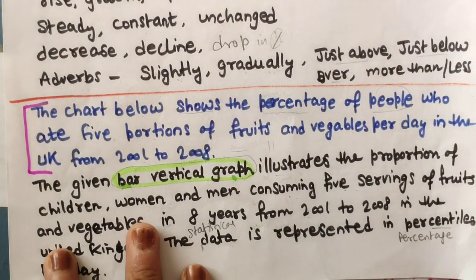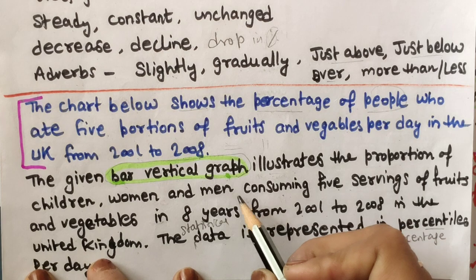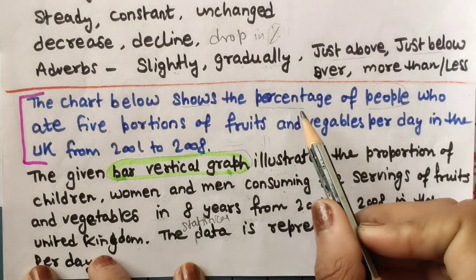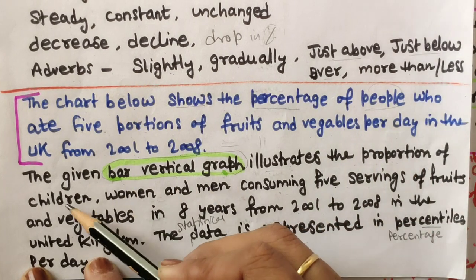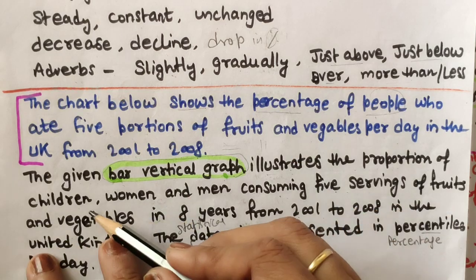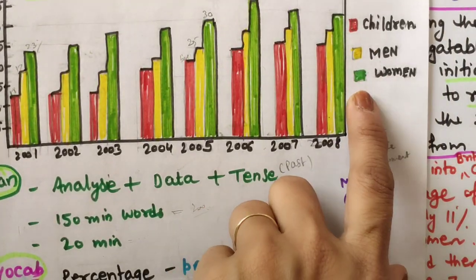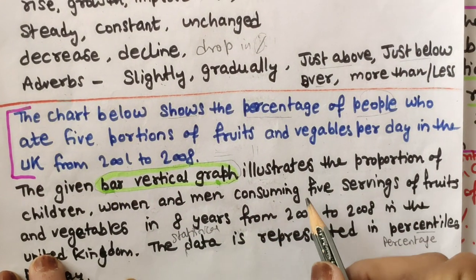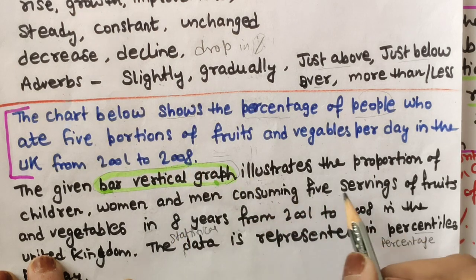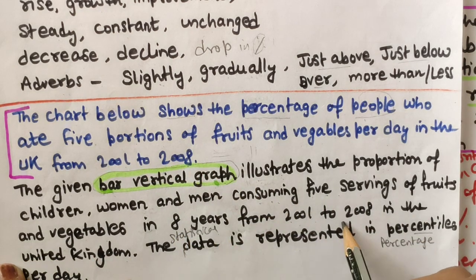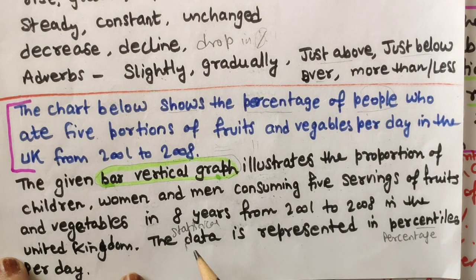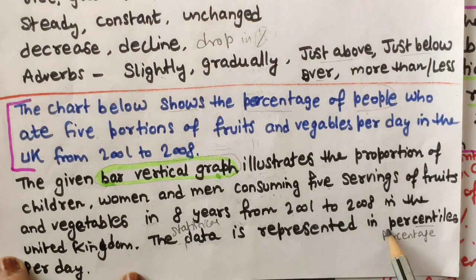So minor things will come as vocabulary. So illustrate instead of shows, I have written illustrates. The proportion instead of percentage, the proportion of people instead of people, I have written all the category names: men, children, women. That's why instead of consuming 5, we have written consuming 5 servings of fruits and vegetables in 8 years from 2001 to 2008 in the United Kingdom. In the United Kingdom, the statistical data is represented in percentage per day.